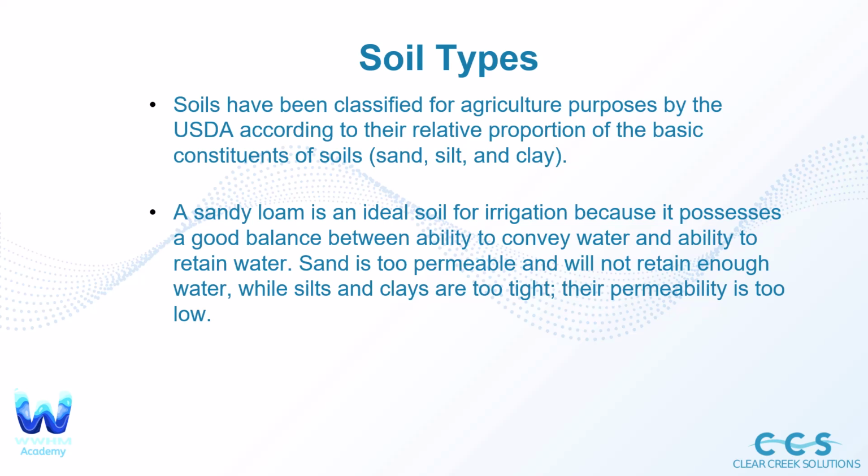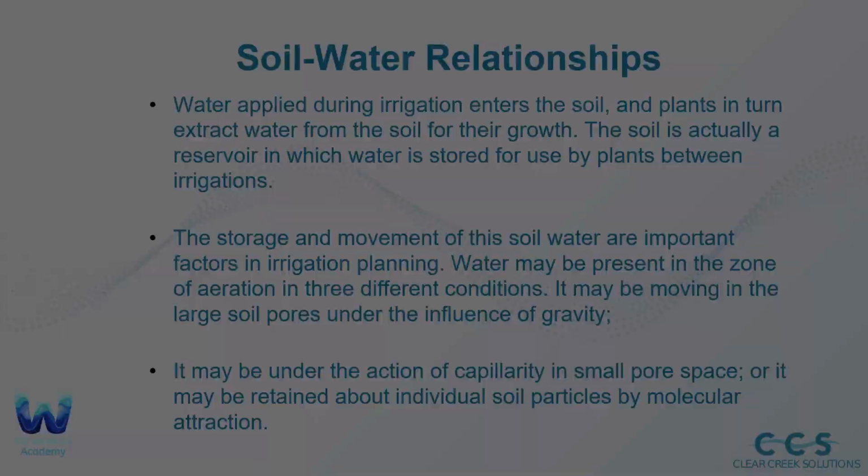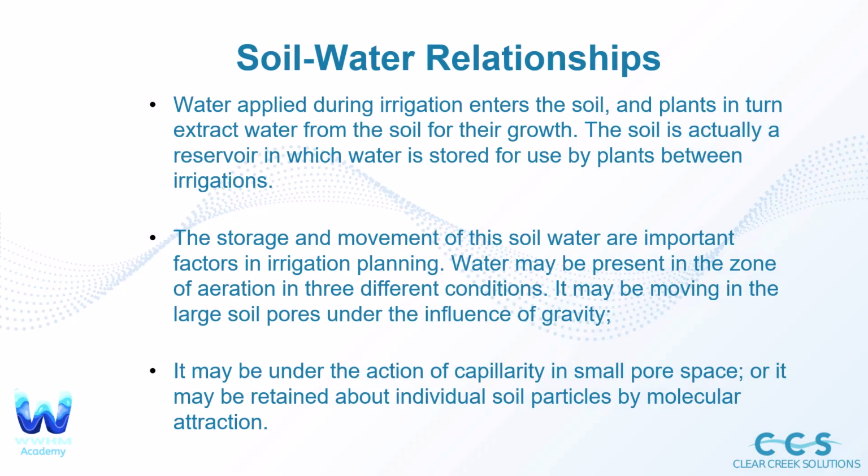Sand is too permeable and will not retain enough water, while silts and clays are too tight, their permeability is too low. You can see this in demonstration when you're on a beach, for example, how permeable sand is. But for example, if you're on a clay layer, you can see that water is basically unable to infiltrate into clay. So what about soil-water relationships? Water applied during irrigation enters the soil, and plants in turn extract water from the soil for their growth.